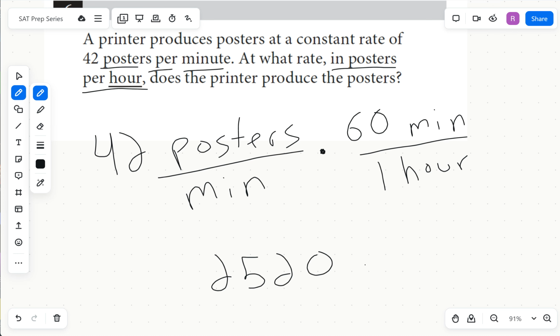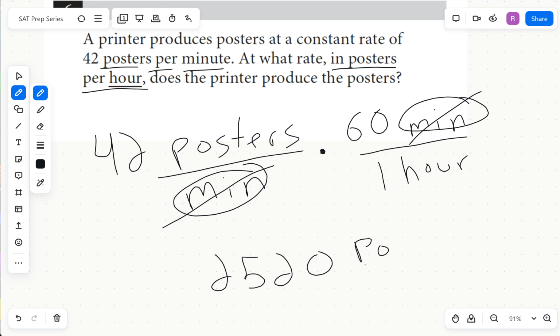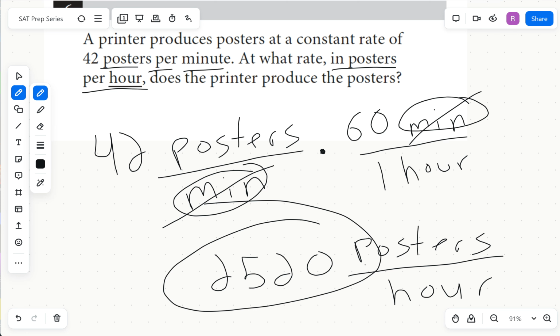If I think about it here, I have minutes in the numerator and I have minutes in the denominator, and I can actually divide these away or reduce them to 1. Basically just cross them off, and what units am I left with? In the numerator, I'm left with posters per, and in the denominator, I'm left with hour. So if I can do 42 posters a minute, I can do 2,520 posters per hour.